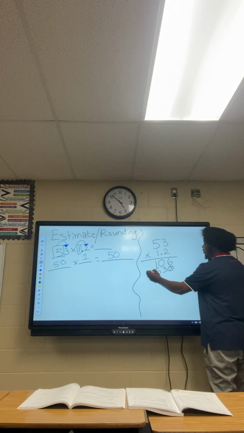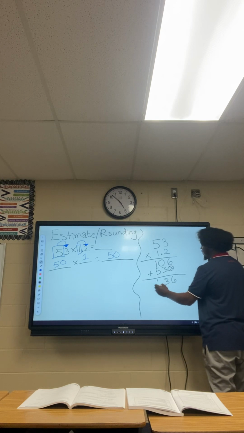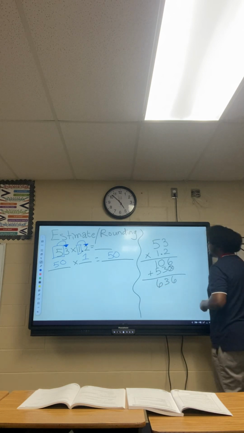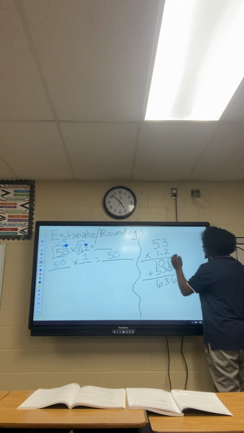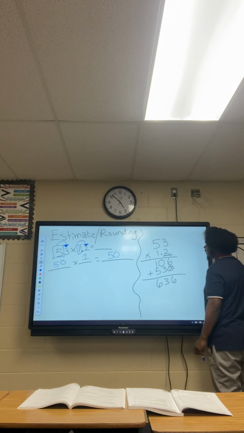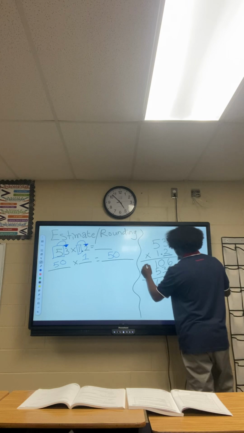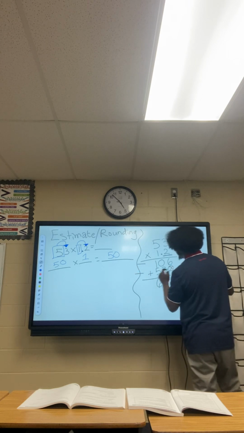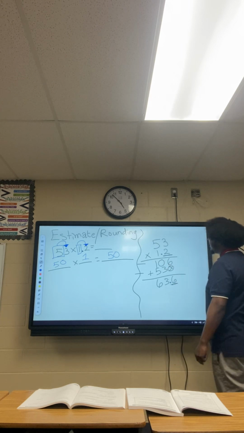Our last step is to add these together. So we have 6 plus 0, 0 plus 3, and 5 plus 1. All right, we're done. But now our last step is to figure out how many digits we had to the right of the decimal. We have 1, okay? So we can go ahead and reflect that in our answer. So we have 63.6, and these are our partial products. So when you do your area model, these are the numbers that you're going to want to have, okay?